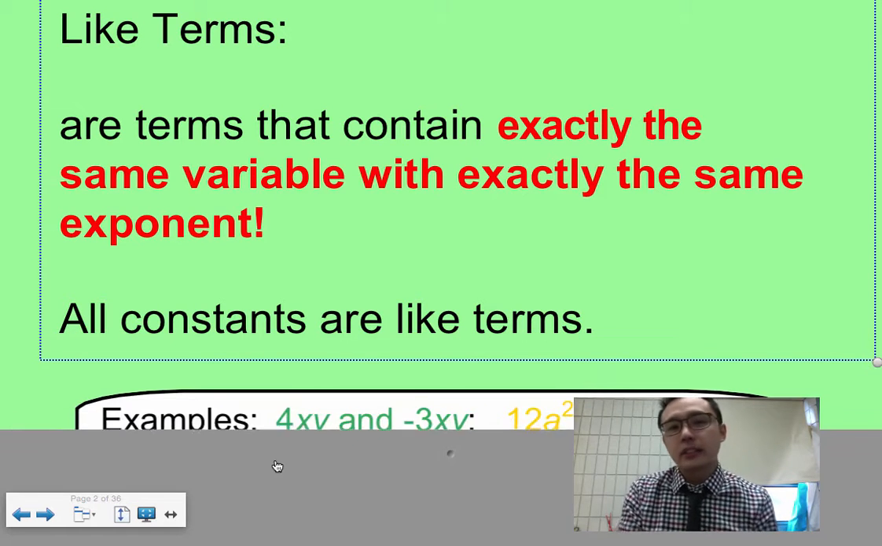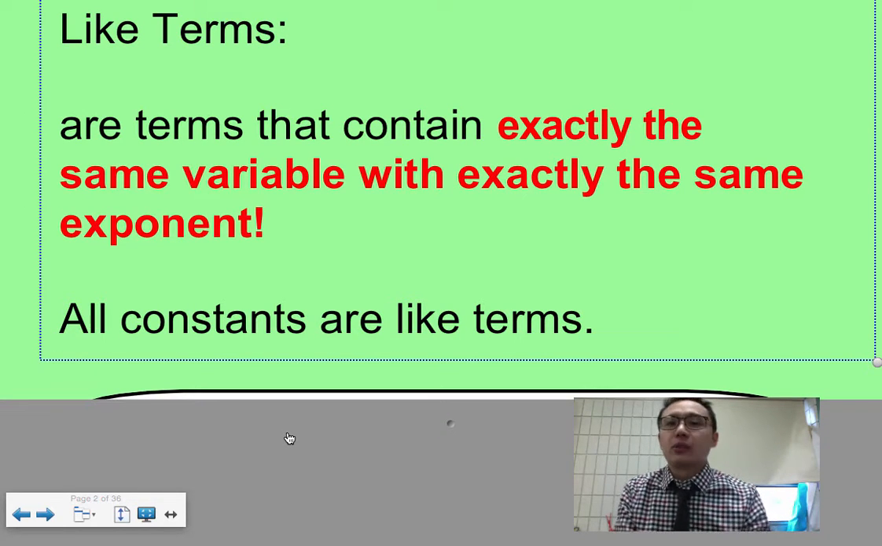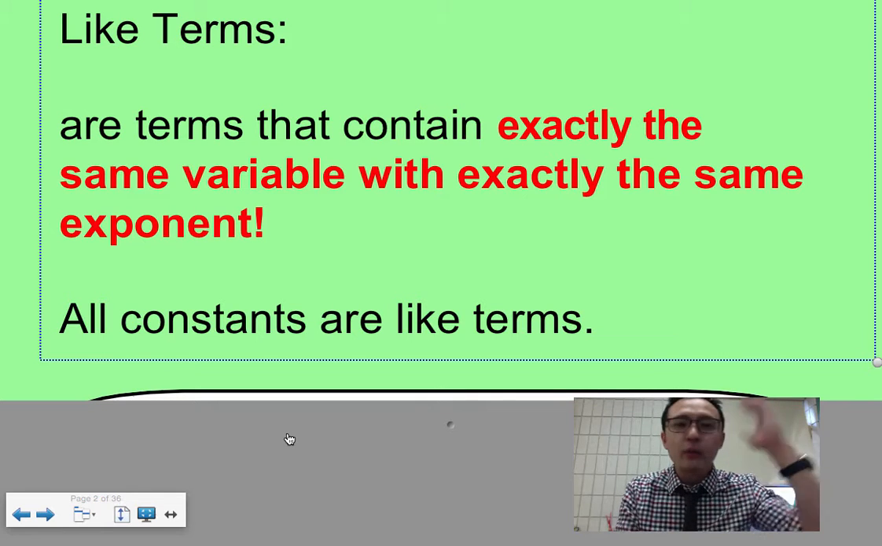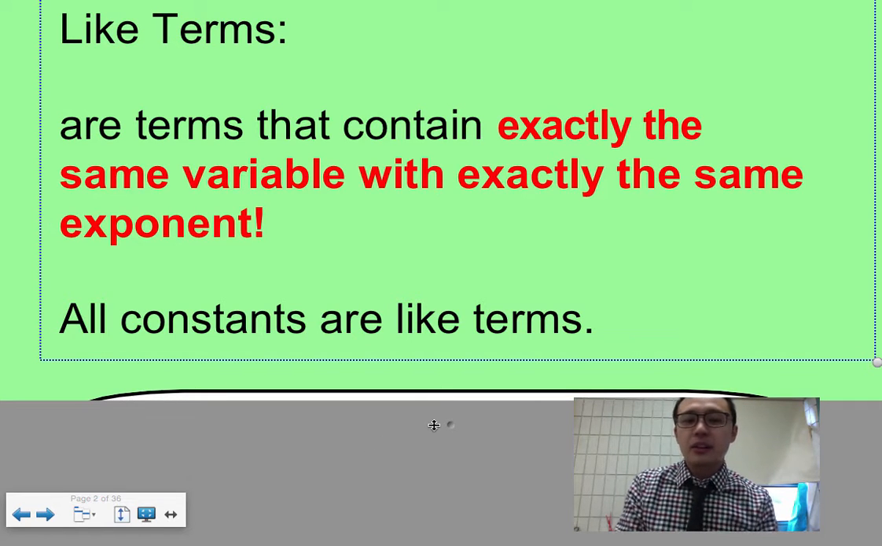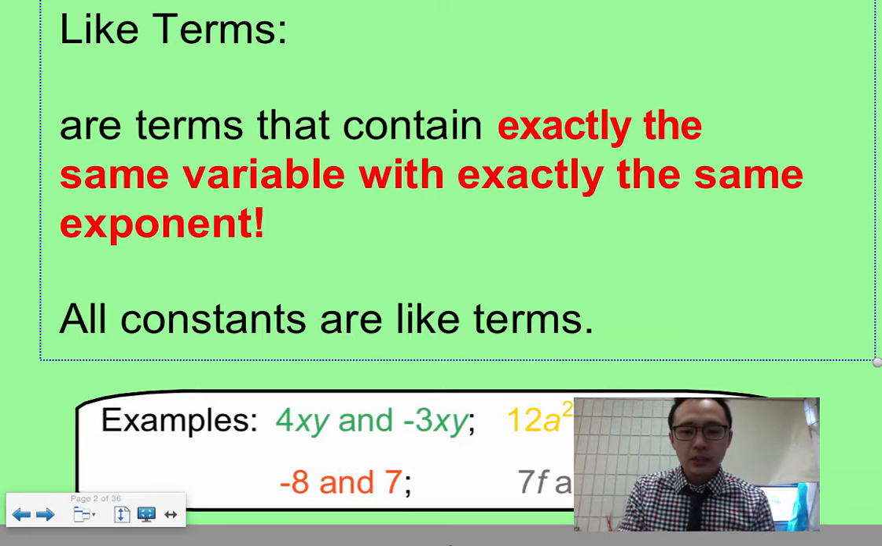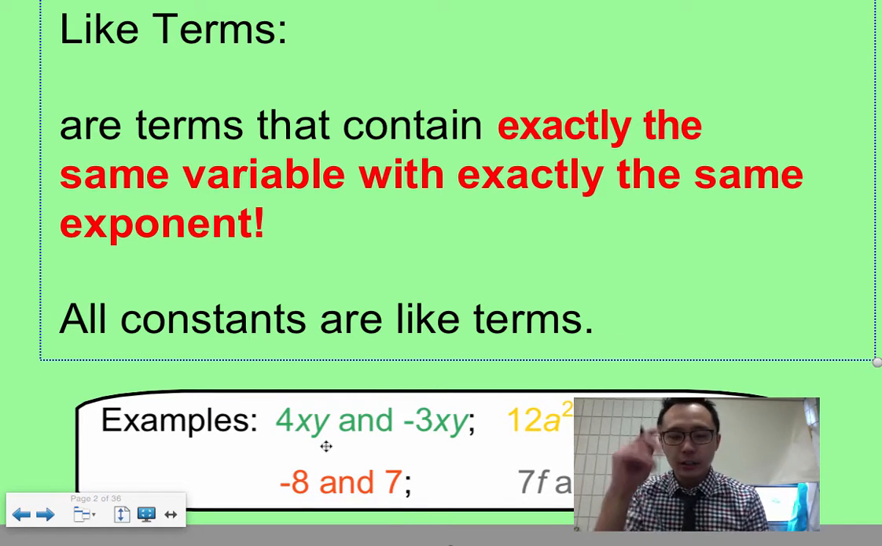Constants, numbers, are like terms. It's just like 5 plus 9. Those are like terms when you collect them. So don't even overthink that. Constants, you can just combine them. So here are 4 different pairs of like terms.